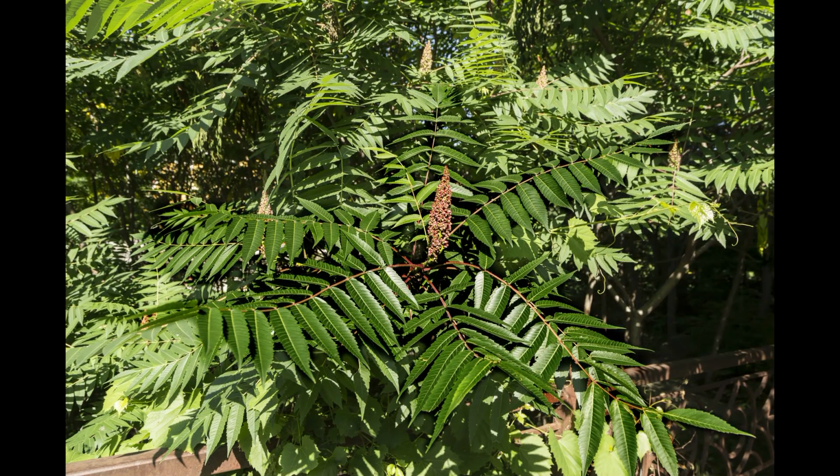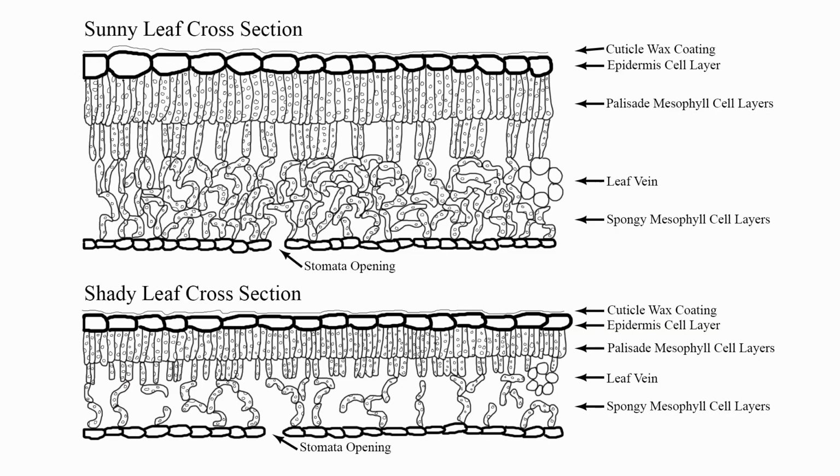Pinnately compound leaves branch off a central stalk and may look like a feather, such as on ferns or hickories. The outer skin layer of the top and bottom of a leaf is called the epidermis. It's often covered in a wax coating called the cuticle.